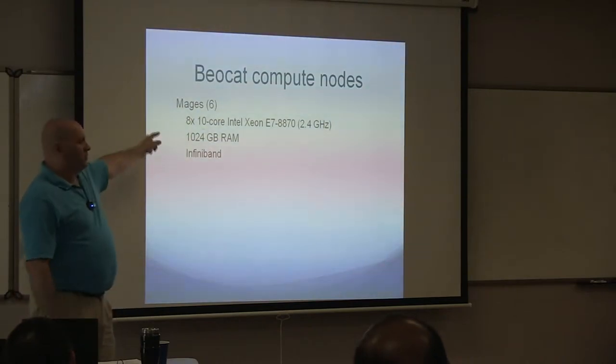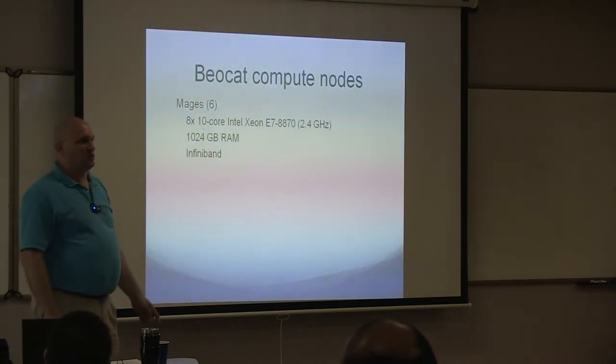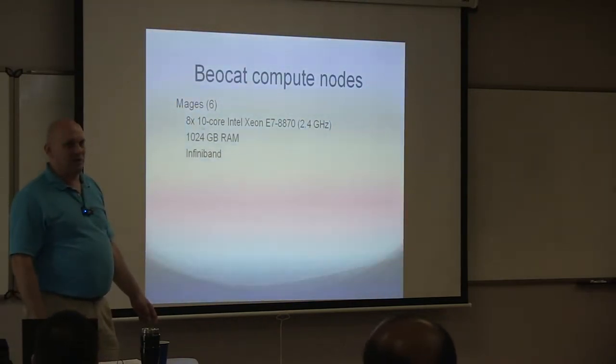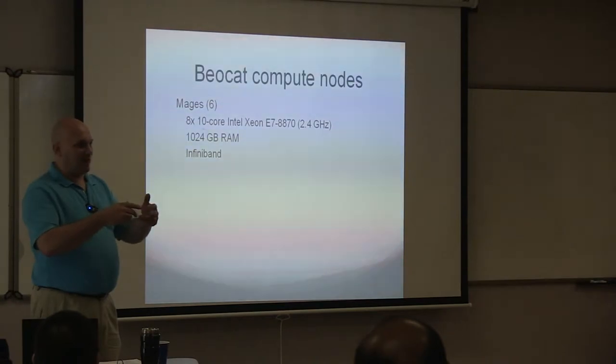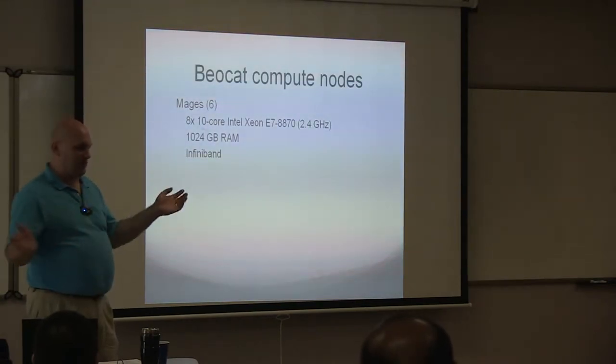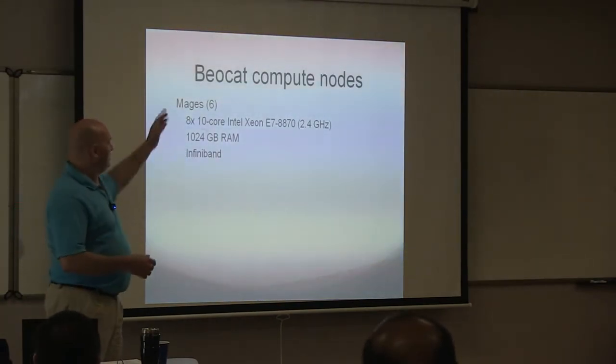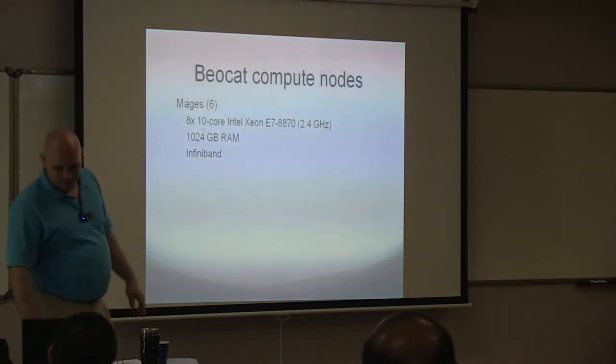If you happen to be running on a mage and you're looking at what node the job is on, it's always going to be an odd number. We have 1, 3, 5, 7, 9, 11. That's so we can break them apart and make 2, 4, 6, 8, 10, 12 if we ever wanted to. But as they're tied together, they're all the odd numbers.